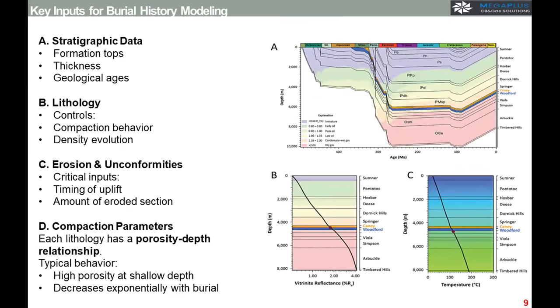Erosion and unconformity are very, very important because they will affect the maturity very much. So we take in our interpretation the timing, like the uplift, rifting, subsidence, and amount of eroded section. It is very important in your calibration. Compaction parameter, because it will affect the porosity at the shallow depths, decreasing expansion with the burial. Compaction will affect the maturity as well.